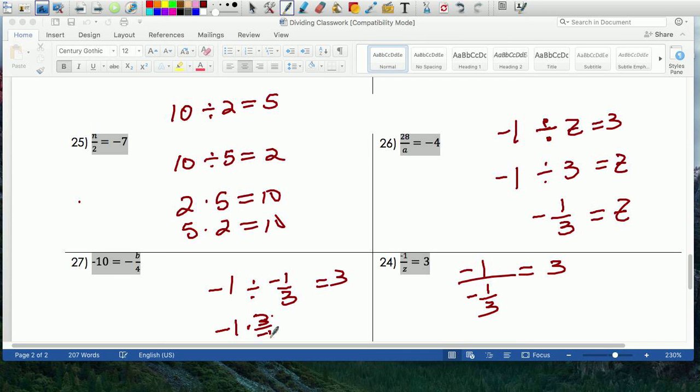3 divided by negative 1, right? I can simplify before I multiply this negative 1 and this negative 1, right? The negative times a negative is going to be a positive, and I can cross out, and I'm left with just 3, which equals 3 on this side.